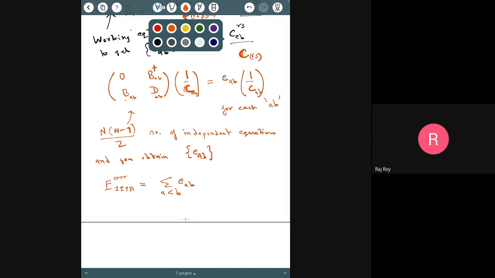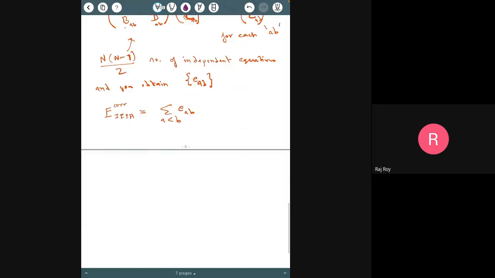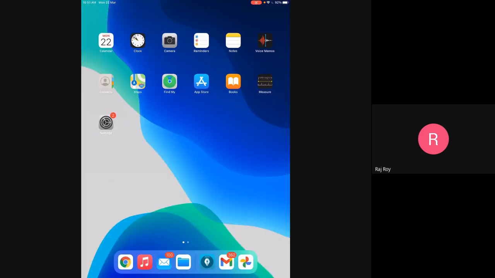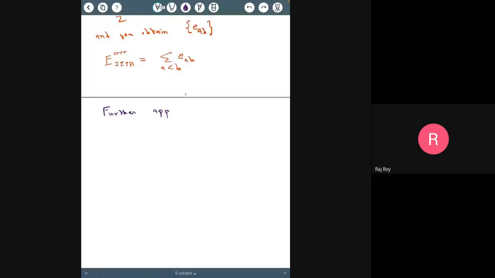Okay, so since we have about 10 more minutes, I can do that. So further approximations to get perturbative expressions.